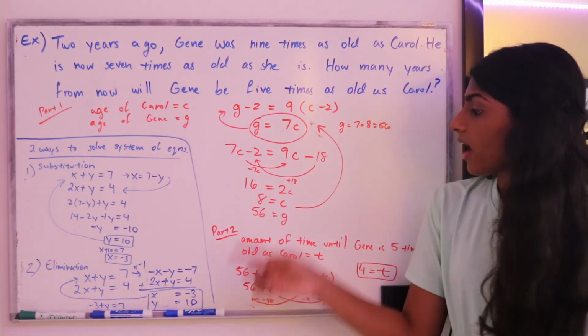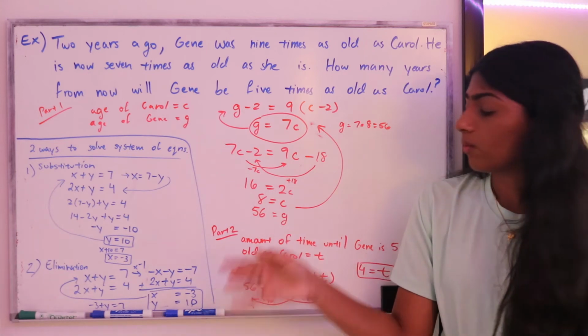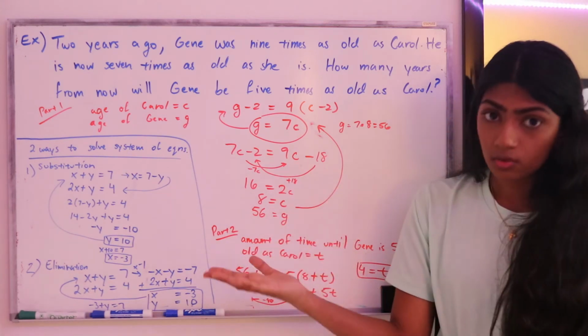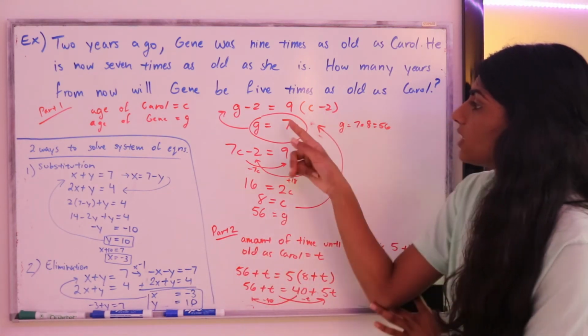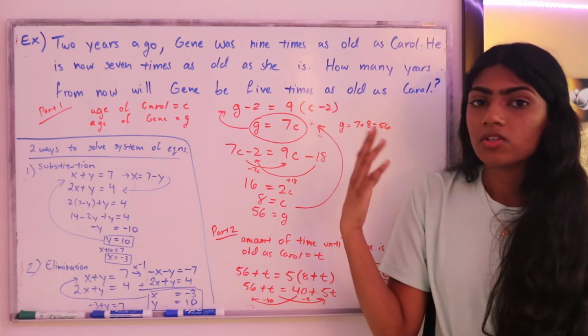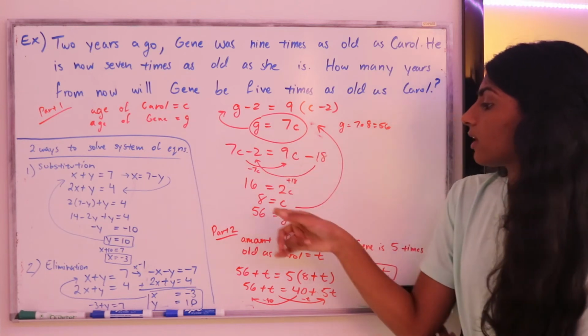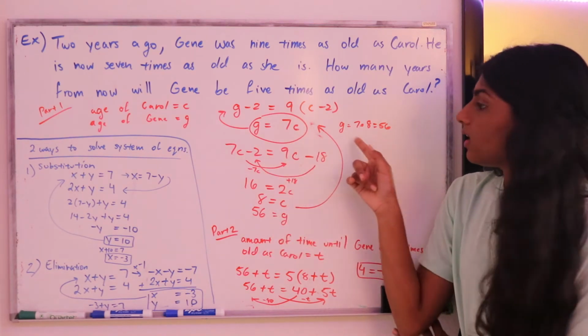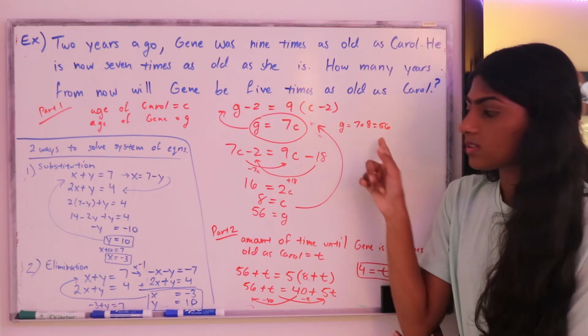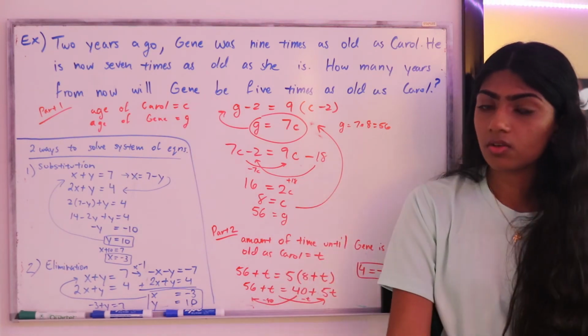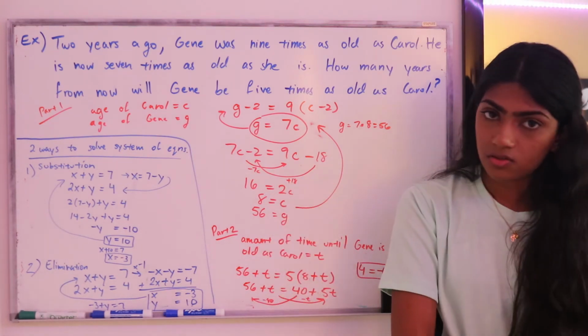And then I'm going to substitute again whatever I get for C, which is an actual number this time, into one of these 2 equations. I'd rather do the easier one, so that's going to be the second one. So I'm going to do 7 times whatever we got for C, which is 7 times 8, is equal to G. So I get 56. So Jean is currently 56 years old, and Carol is currently 8 years old.